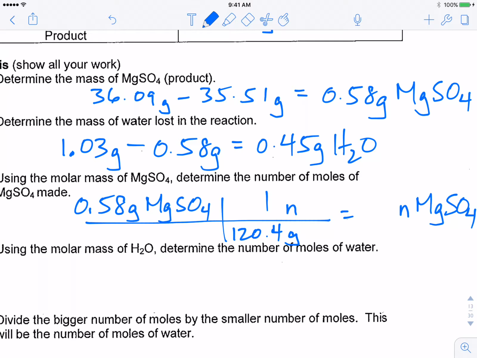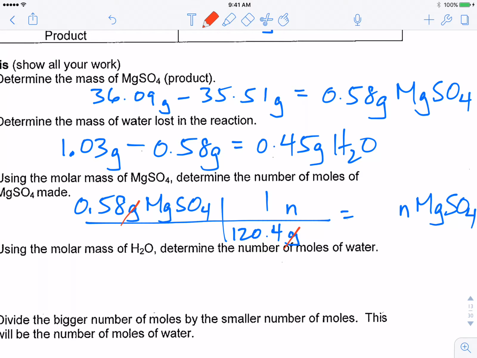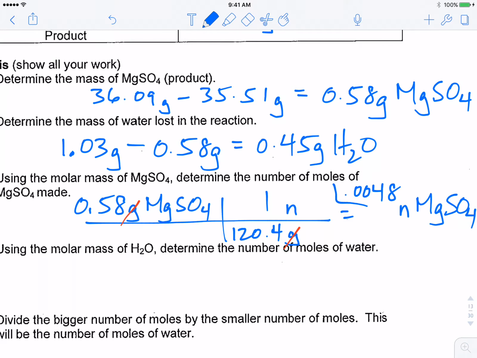Okay, so my units of grams will cancel. That's how I know I put everything in the right spot. I'm left with the units of moles, which is what I want. And so now, doing my math, 0.58 times 1 divided by 120.4, we get 0.0048 moles of MgSO4. Okay, that's our answer. We're going to do the same thing for water now.